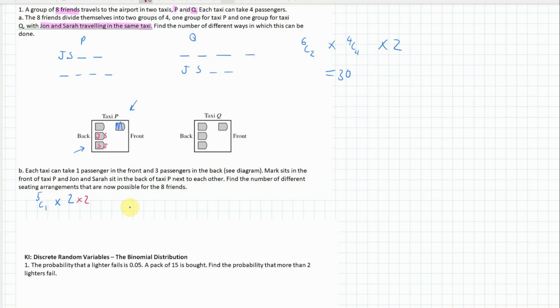Now, what about taxi Q? Well, the leftover 4 people, there's going to be 4p4 ways of arranging them in the taxi. Or 4 factorial, right? 4p4 or 4 factorial. And this is going to give us 480 ways of arranging everybody.